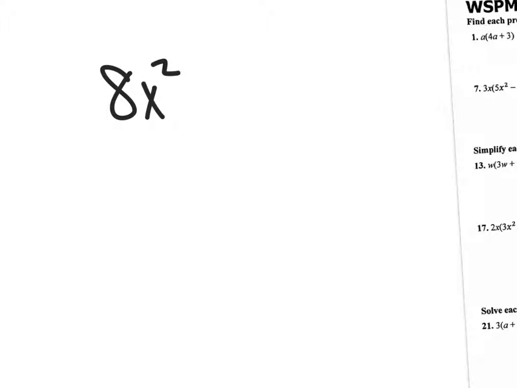8x squared minus 3x to the 4th plus 9. Is this in standard form? No. It's not in standard form, okay? Standard form is from highest exponent down to smallest, and if there's a number without a variable, that would be a constant at the very end.